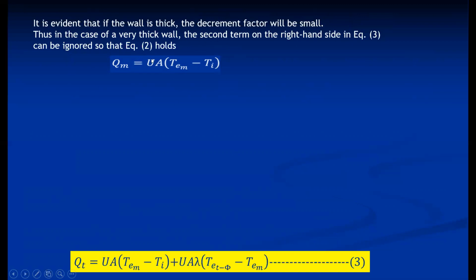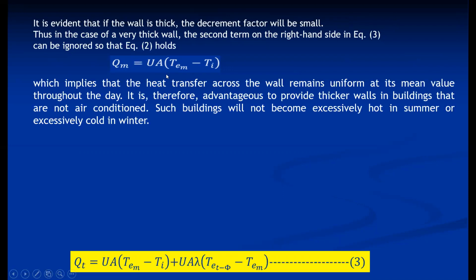It means in that case, for a very thick wall, the instantaneous heat transfer is close to the mean heat transfer rate, that is UA (TEM minus TI), which implies that the heat transfer across the wall remains uniform. Even though this is the instantaneous heat transfer, almost the heat transfer rate is uniform at its mean value throughout the day. It is therefore advantageous to provide a thicker wall in buildings that are not air conditioned.